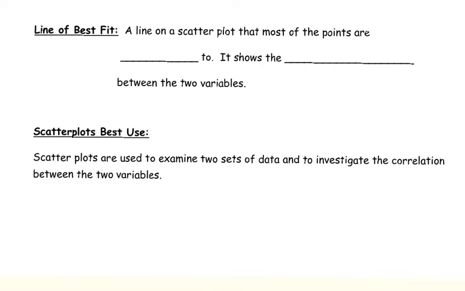Now, once you have a scatter plot drawn, you can draw what is called the line of best fit. A line of best fit is a line on a scatter plot that most of the points are close to. It shows the relationship between the two variables. Just so you know, though, this is not like a line graph where you connect the dots. This one is just showing the average between the dots. And we'll show you an example here.